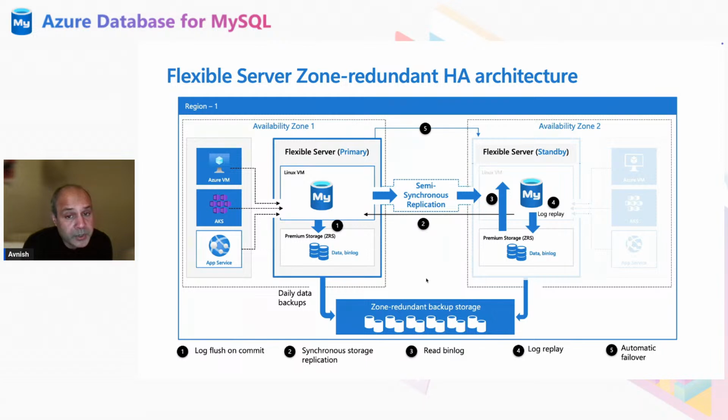And now for the HA configuration, we are continuously copying your bin logs from the primary instance to the standby instance. Whenever there is a failover, whether it's planned or unplanned, we apply the remaining bin logs to make sure there is no data loss before we bring your standby instance online. Next slide, Neil.